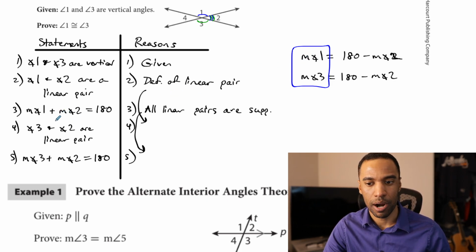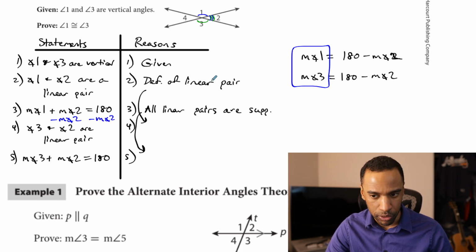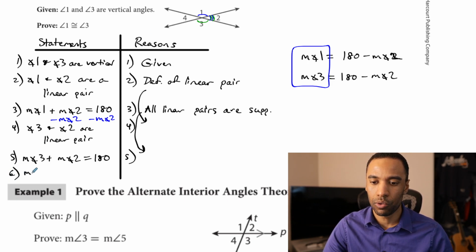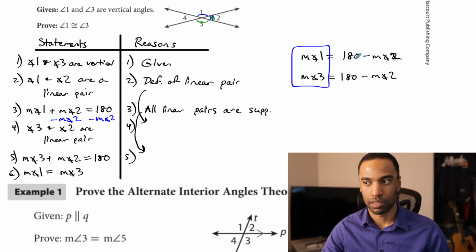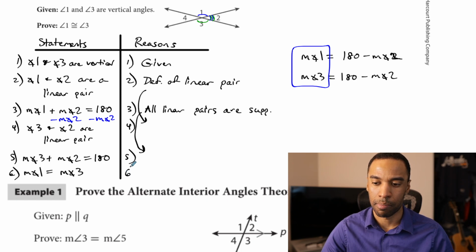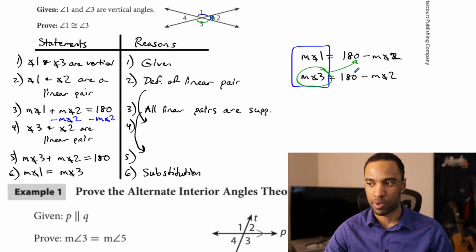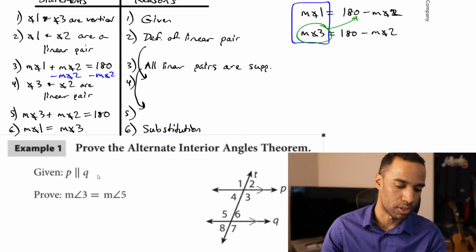So by the subtraction property of equality, because I subtracted the measure of angle 2 from both sides here, and I did it down below, I make these statements. Because of that, the measure of angle 1 equals the measure of angle 3. They equal each other by transitivity, or by substitution. We substituted measure of angle 1 or measure of angle 3 in place of 180 minus measure of angle 2 because they're equal to each other. So by substitution, that happens. Let me move this one down because I'm going to use that later.